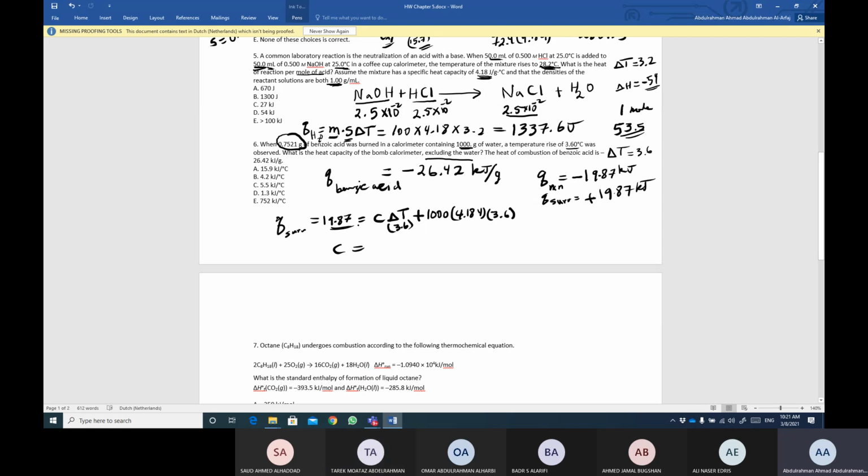Is this clear? Look at what's the meaning of excluding? Without the water. That's why we want the C without the water. If it's with the water, it will be with this whole thing. This is the C without the water. Good.